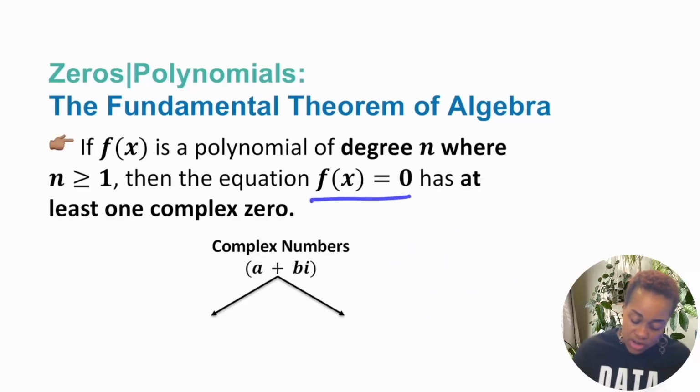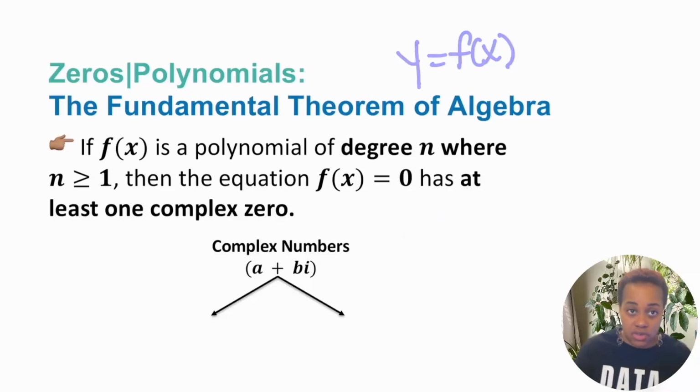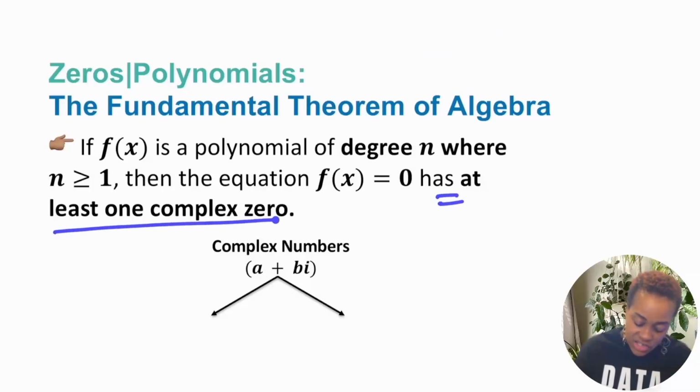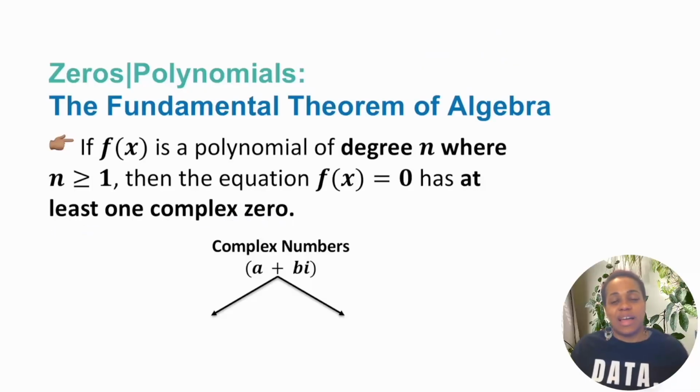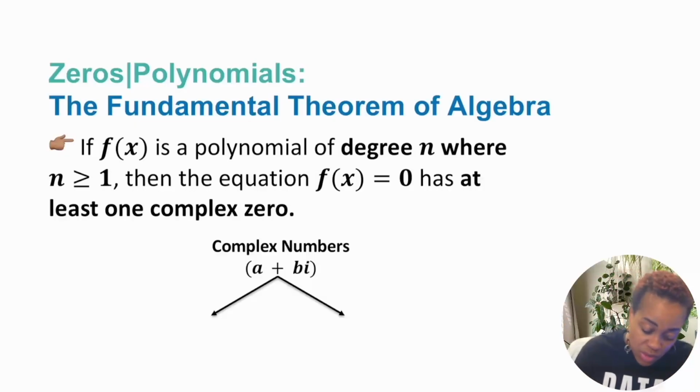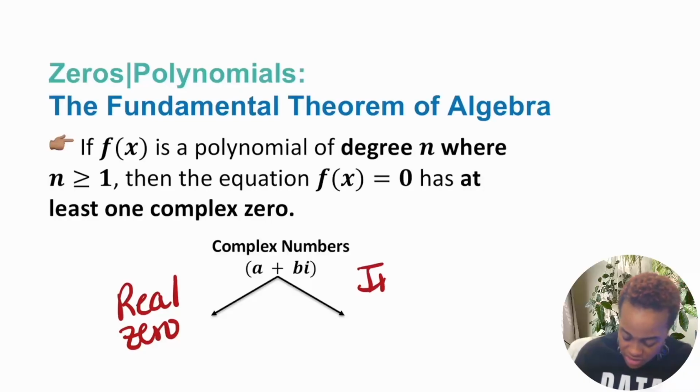Then the equation f of x equal to 0, meaning you set y equal to 0. When we're talking about functions, we use f of x. Y and f of x are the same thing. Has at least one complex zero. And you're like, what does that mean? Complex zero just means it has at least one zero. It's going to either have a real zero or an imaginary zero, but it's going to have at least one is what it's saying, which is what we found. If you think about it, it's like, duh, right? So you'll have a real zero or you'll have an imaginary.